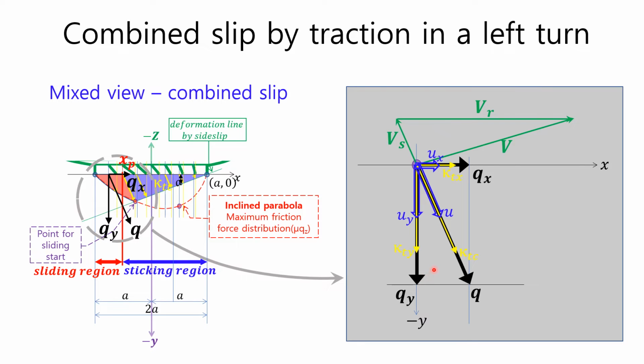Since the side slip angle is defined according to the left-hand rule, the components of combined slip kappa Tc and the combined displacement U and the combined bristle force Q all have the same sign and appear in the opposite direction to the corresponding components of slip speed Vs.